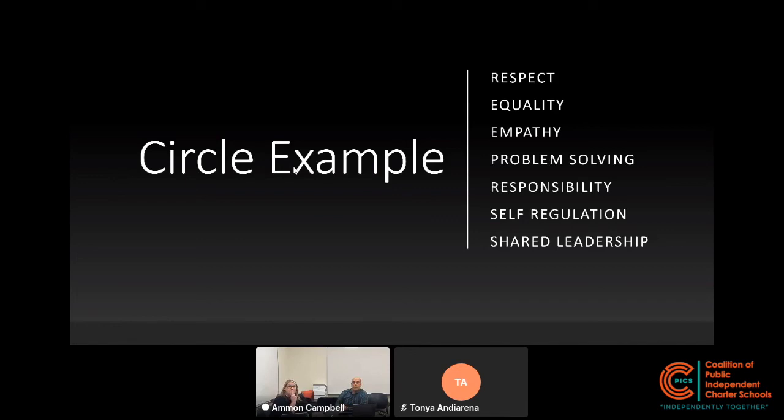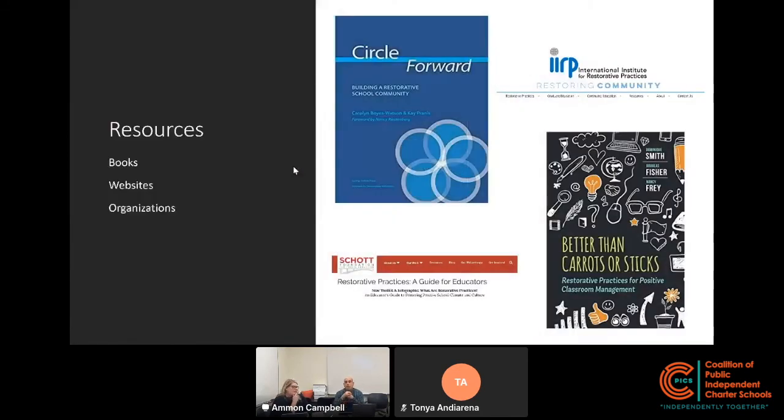Yeah. So our next few resources are books, websites, and organizations that are out there. I know that Tanya has used the Circle Forward, that blue manual. She could talk a little bit about that. And then our next slide is really the resources, and then we'll go into commentary, question, and answer. So if you could just tell which one is your favorite or what you've used.